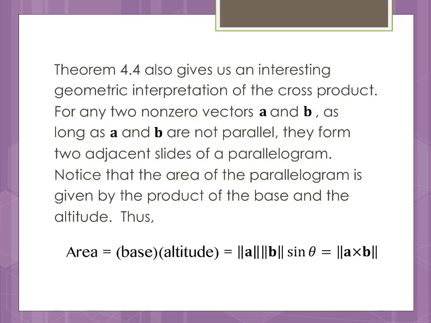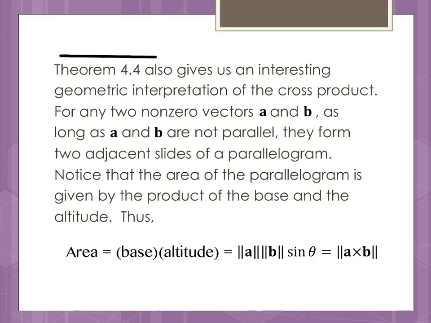Theorem 4.4 also gives us an interesting geometric interpretation of the cross product. For any two non-zero vectors, as long as they're not parallel, they form two adjacent sides of a parallelogram. I'll draw you a picture for that, but let me finish reading first. Notice that the area of the parallelogram is given by the product of the base and the altitude. Thus, the area equals this formula. So I think a picture is in order to explain what's happening.